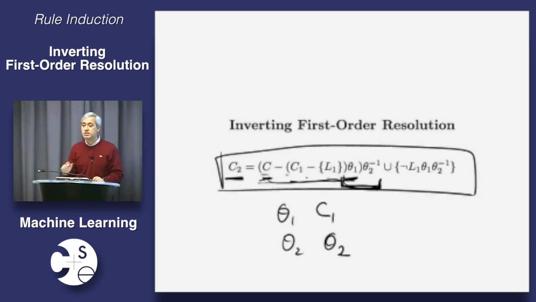And now comes the most interesting part. What is theta 2 to the minus 1 doing there? This is where you really see that this is an inverse operation that we're doing here. I have some stuff that appears in the final clause that came from C2. But by deduction, I applied theta 2 to C2 to get to C. So if I want to get from C to C2, obviously I have to apply the inverse substitutions. If I substituted x by Socrates to get here, now to go the opposite way, I have to replace Socrates by x. And notice, this is not some little detail. This is where the induction happens. Induction happens when I go from something that was about Socrates to something that's about any x, any human. So this theta 2 to the minus 1 here is absolutely crucial.